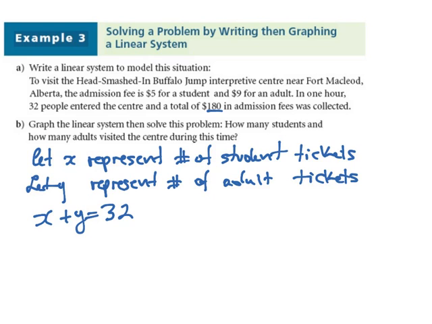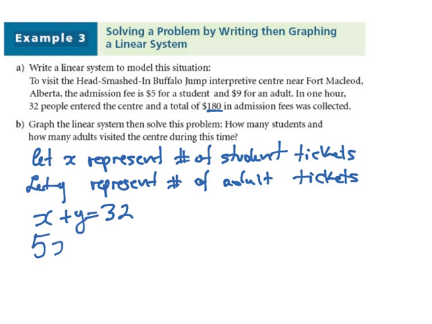Now, what about the cost? How do we incorporate that in? Well, we know that one student ticket costs $5. If one student comes in, that's $5. If two students come in, that's $10. If 3 students come in, that's $15. But we do not know how many students came in, so we're going to call that 5x.